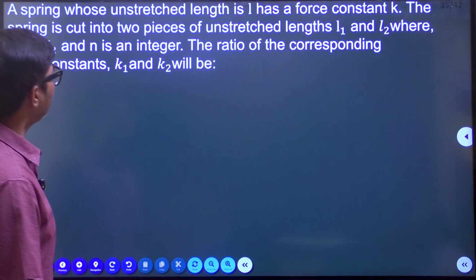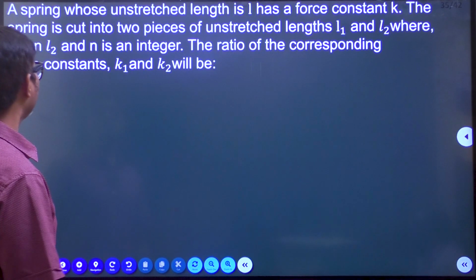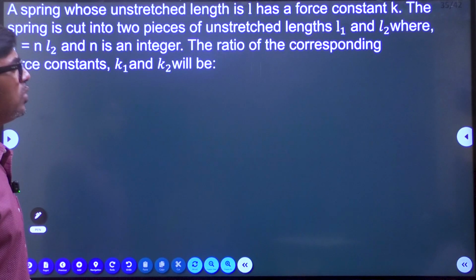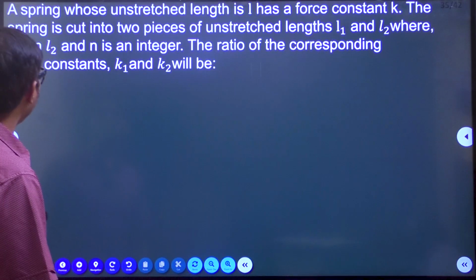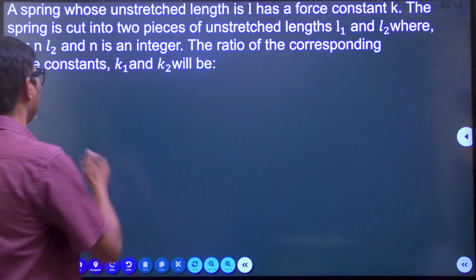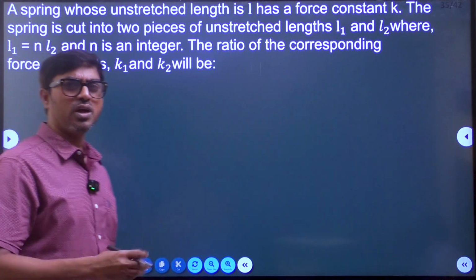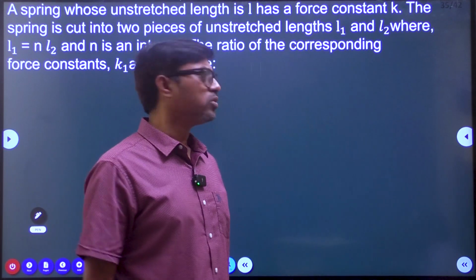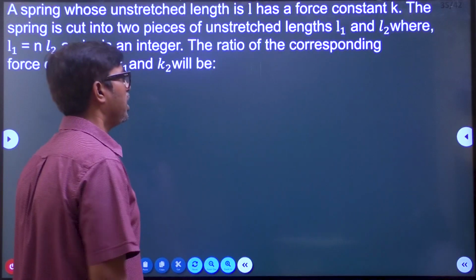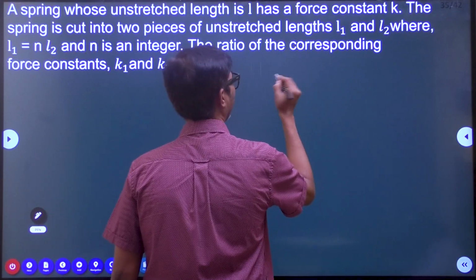A spring whose unstretched length is L has a force constant K. The spring is cut into two pieces of unstretched length L1 and L2. L1 is equal to n times L2, and n is an integer. The ratio of the corresponding force constants is? So it's very simple and straightforward. I think this problem can be asked in the CET exam also. Very simple idea, but I thought to revise it because it's an important idea. Many places it might be useful.